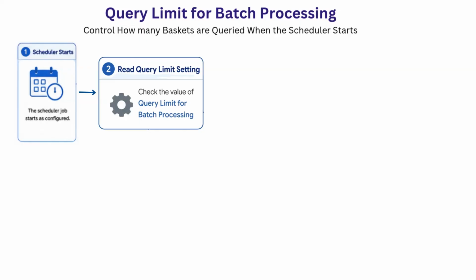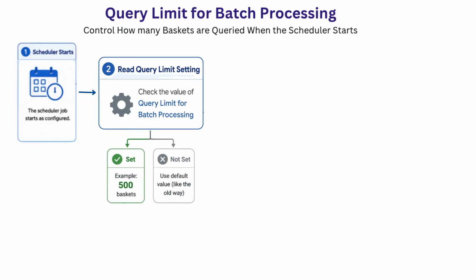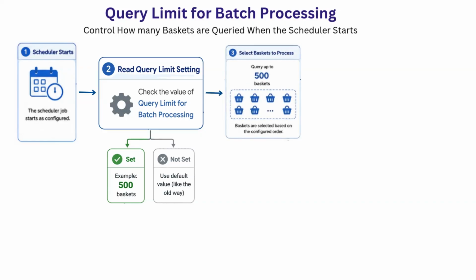When a value is set, it queries that specific number of baskets to process, e.g., set to 500 equals process 500 baskets at a time. When not set, it defaults to the system's baseline batch size, the old way. Step 3, select baskets to process. The system queries the baskets, then selects them based on the configured order to be processed.